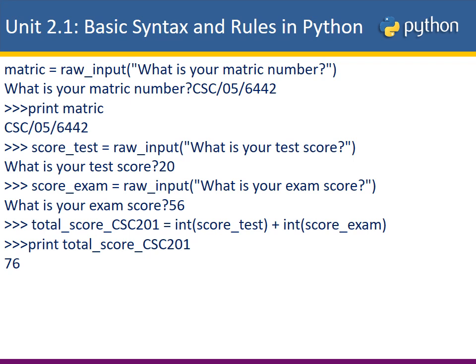So we can see the example of a matric number. With raw_input, we input from the keyboard, asking what is your matric number. We provide the matric number, and we print the matric, and it generates the matric output. In the same way for the test score, we run raw_input from the keyboard asking what is your test score, and we insert the test score. So that is the score example.